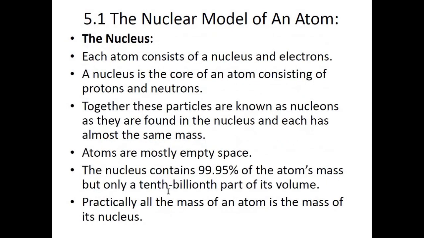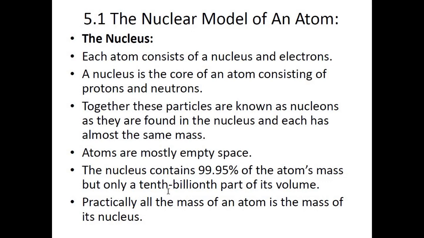The nucleus. Each atom consists of a nucleus and electrons. A nucleus is the core of an atom consisting of protons and neutrons. Together, these particles are known as nucleons, as they are found in the nucleus, and each has almost the same mass.